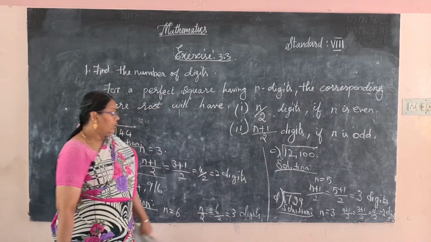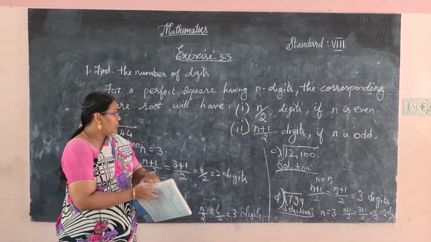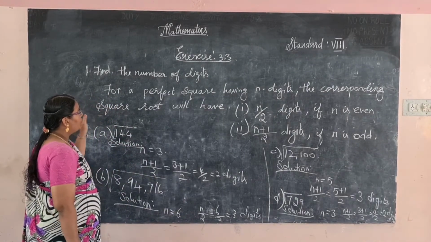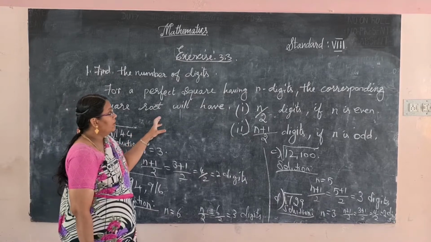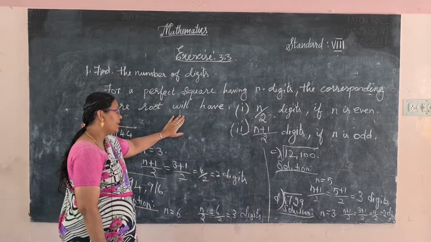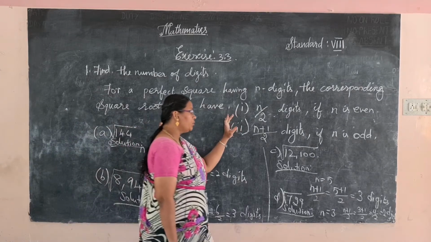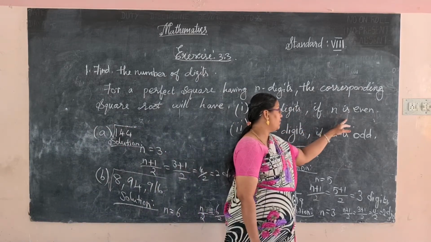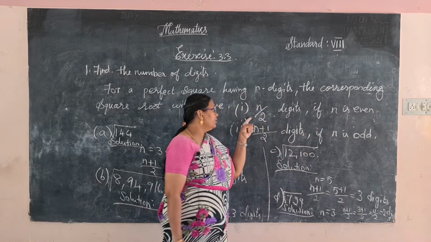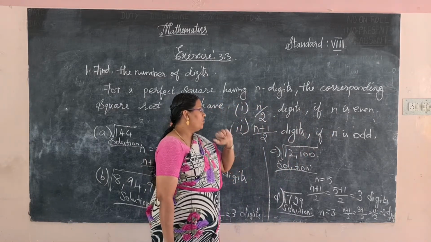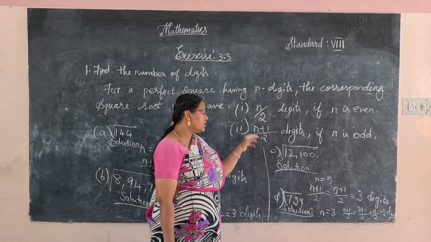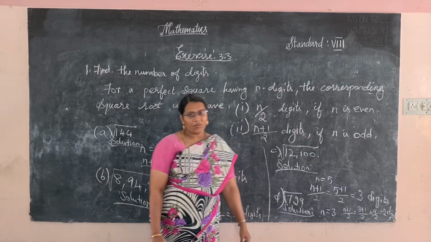So this is how to find the number of digits in the square root of perfect squares when the number of digits is given. We use these two formulas. One is n by 2 digits if n is an even number. When an even number of digits is given, you have to use this formula. And when an odd number of digits is given, you have to use the other formula, to find the number of digits.